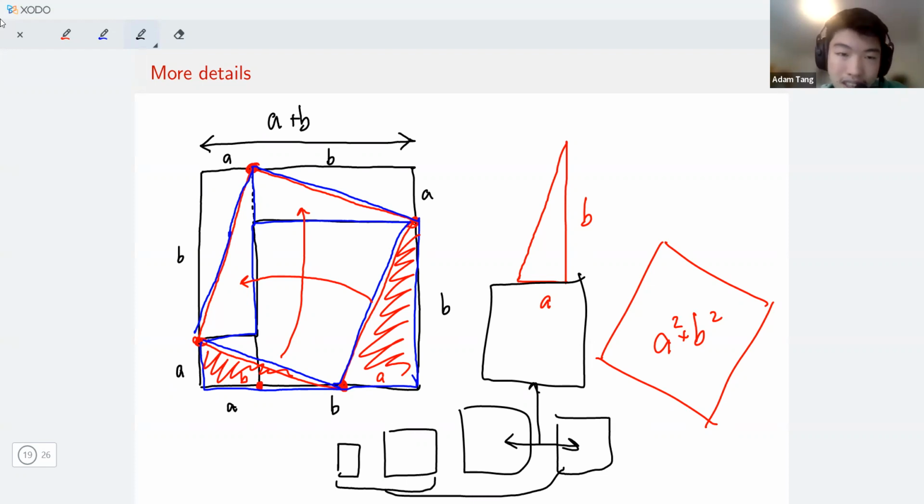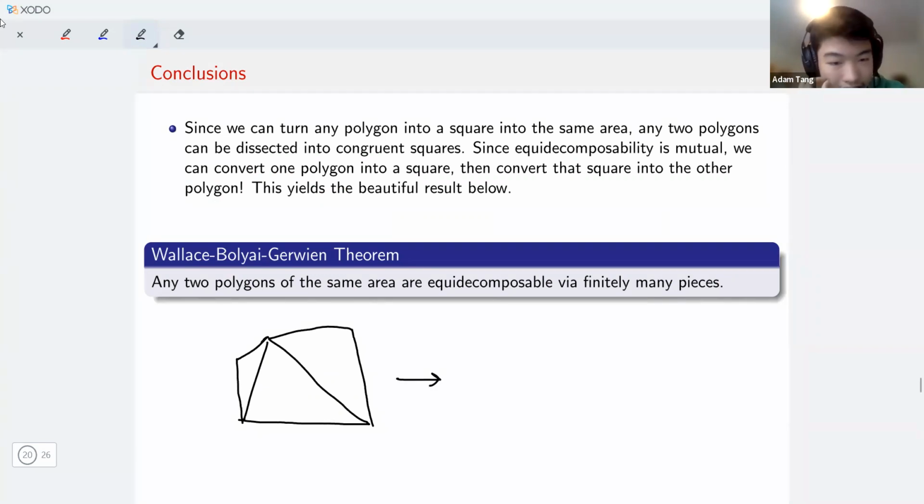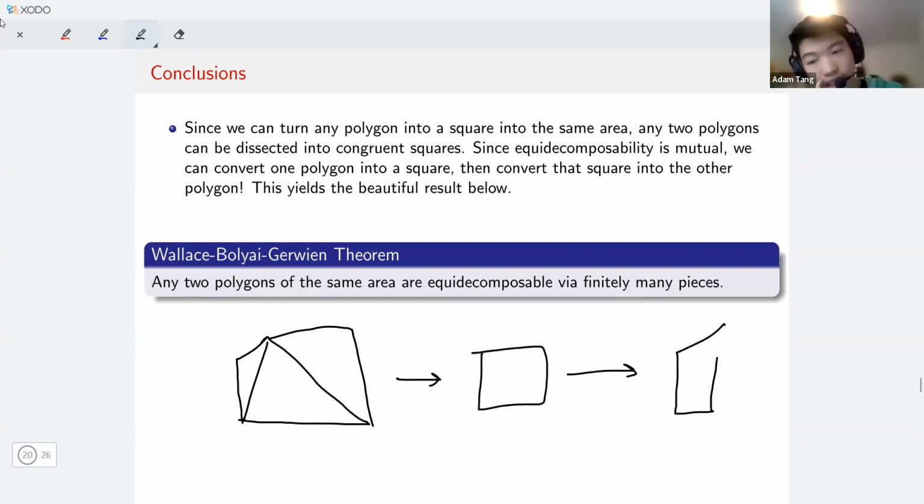And that is enough to show that any 2 polygons of the same area are equidecomposable with finitely many pieces. This is the Wallace-Bolyai-Gerwien theorem. And this is true because we have our triangle, or really any polygon, but it can be decomposed into triangles. Turn that into a square, and then turn that square into the other polygon.